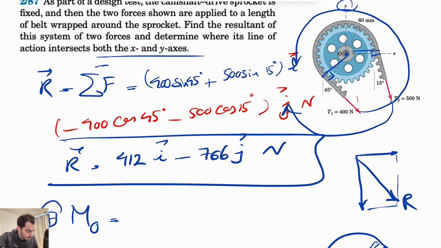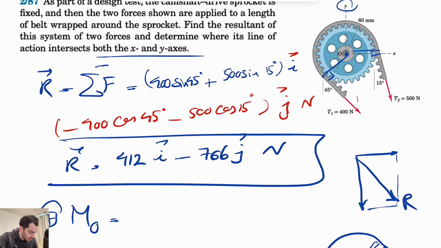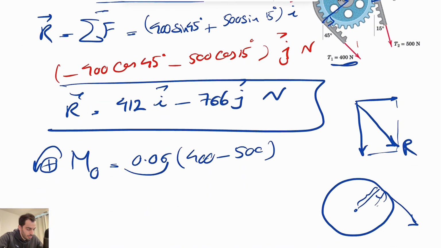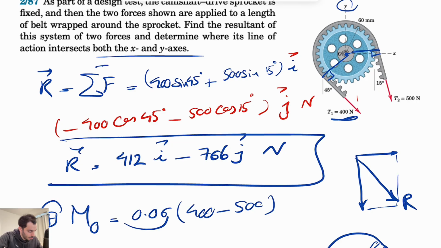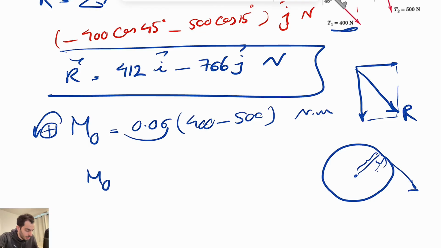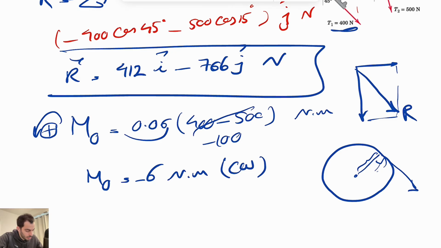So we can factor the radius, which is 16 millimeters, so divide by 1000 to get it in meters. The positive is 400 because it's counterclockwise, and negative 500. Factoring the radius because it's the same for both gives us the moment in newton meters. It's negative 100 times 0.06, so basically we have negative 6 newton meters, and the moment is clockwise because it's negative, and it's in the k direction.